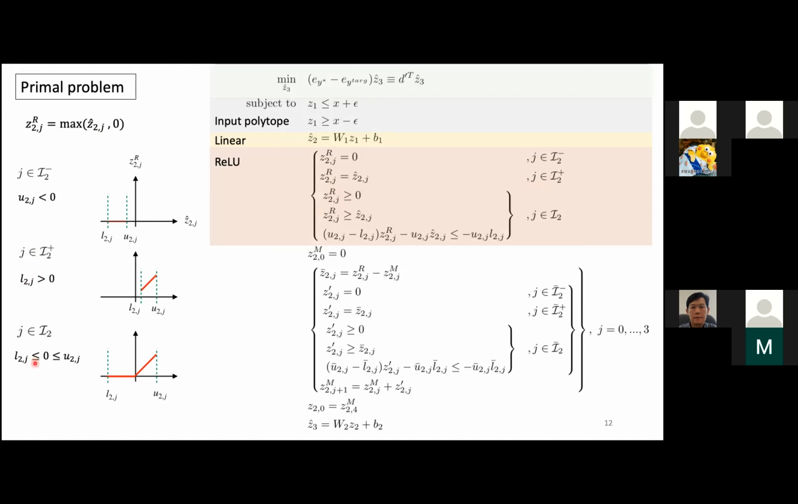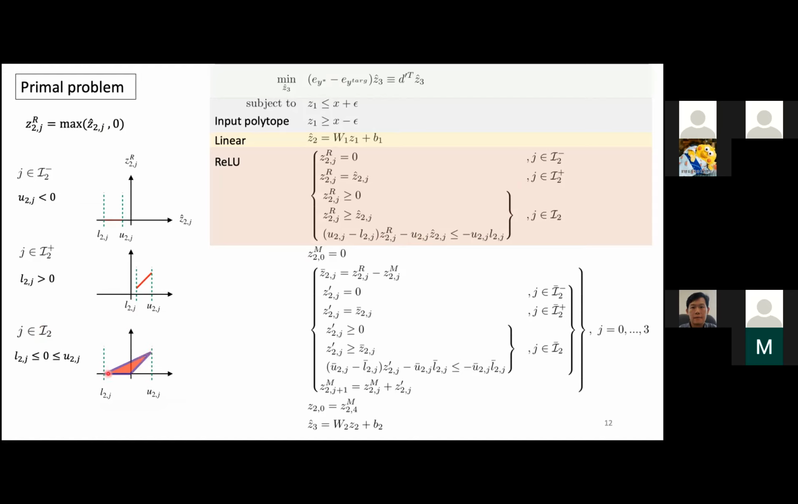And the third case is that the lower bound is smaller than 0, and its upper bound is larger than 0. In this kind, we can see that its input-output set is a non-convex set. So we use the convex outer bound to envelope it. Then we can see that this set is the I2 set. We have 3 bounds to describe the region here.